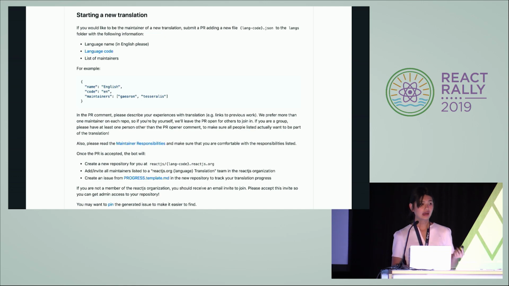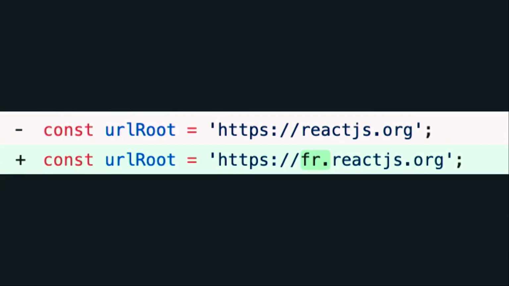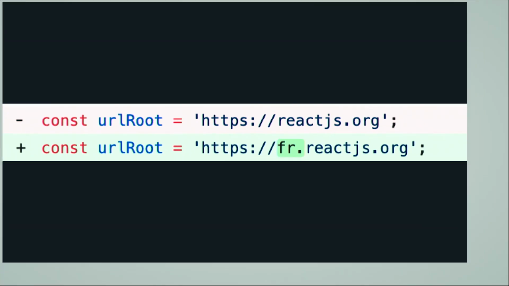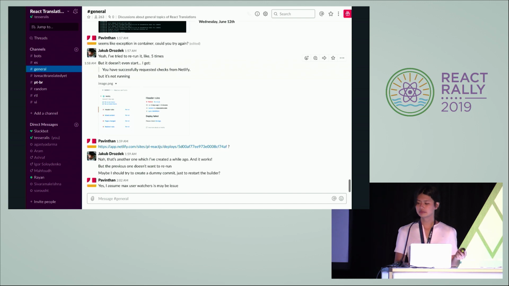Make sure it's clear how to contribute to a language or how to start up a new repo. Provide guides on their responsibilities for being a repo maintainer. Automate as much of the boilerplate as you can, like changing the URL to the subdomain. Make a Slack channel so that people can reach out to you with questions. Make it as easy as possible for people to do what they came here to do.